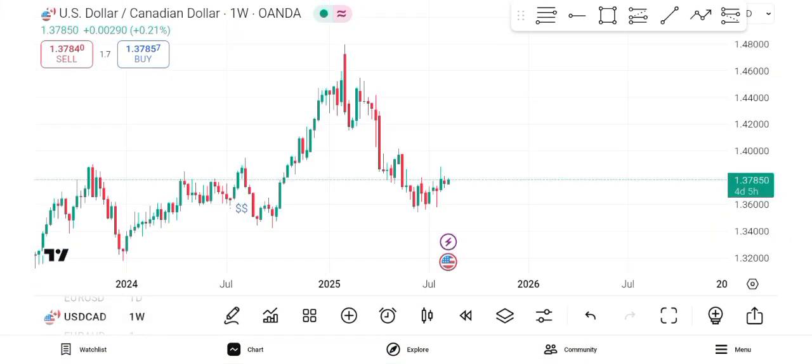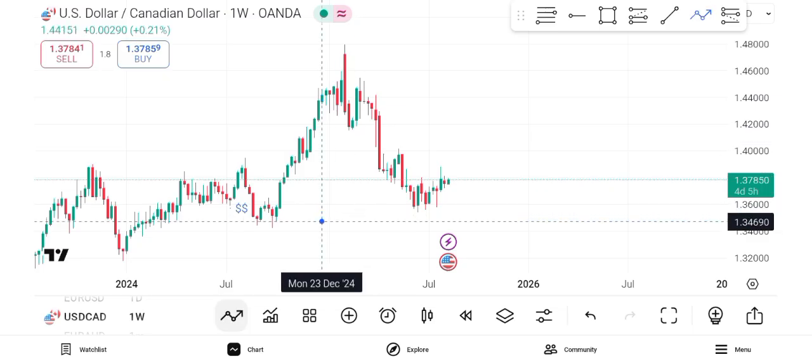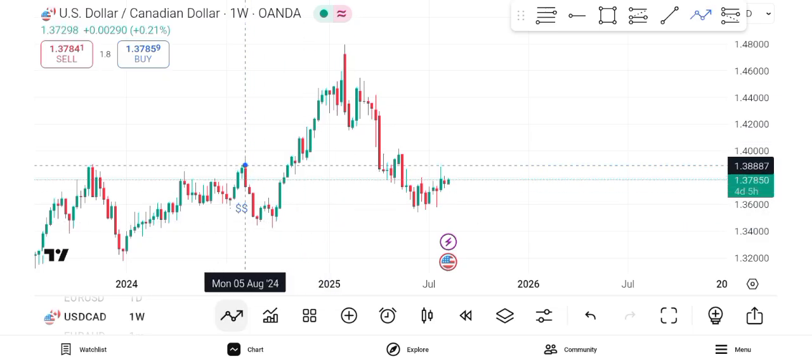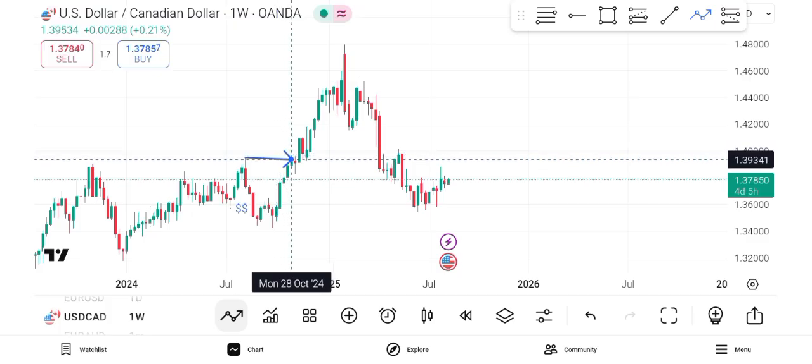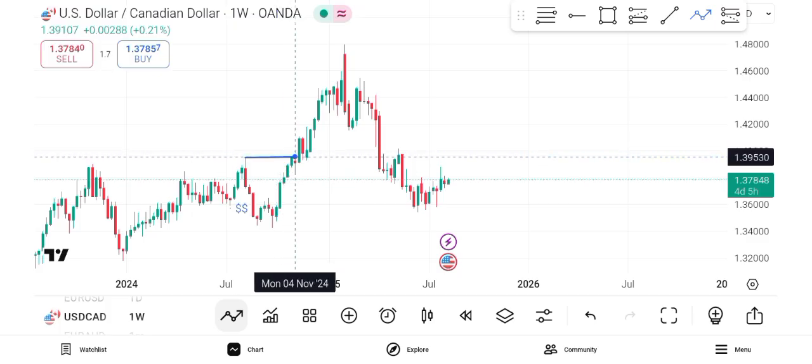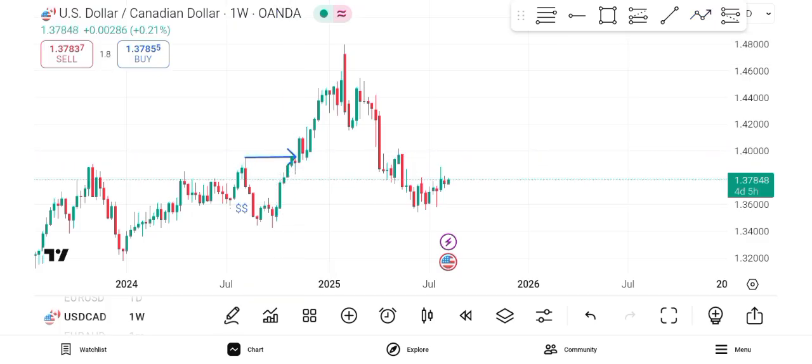And after that, we have the break of structure. This is the break of structure. That's it. So after that break of structure, there are also things that you must know. Since our structure is completed, what is the next thing?